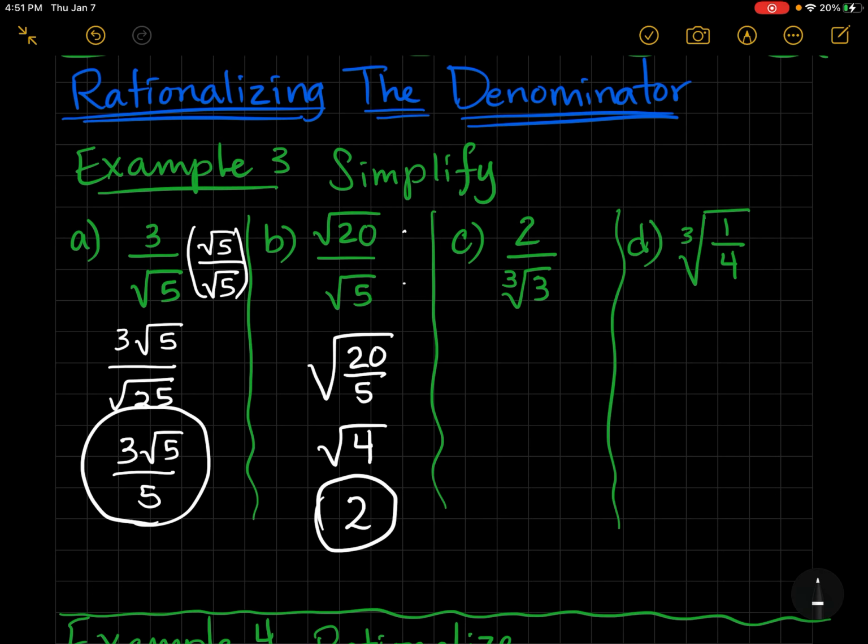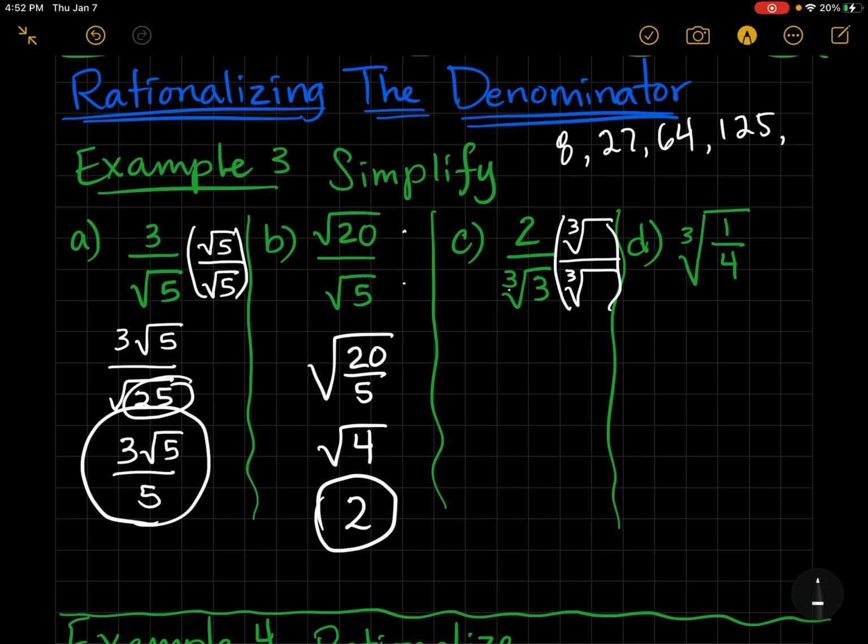Now I need you to really focus on this because this is a cube root, not a square root. So it does not work the same, I repeat. Now what we want to do is make the denominator a perfect cube because this is not a square root. So remember your perfect cubes: 8, 27, 64, 125, 216, and so on.